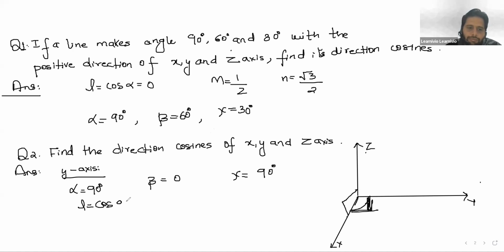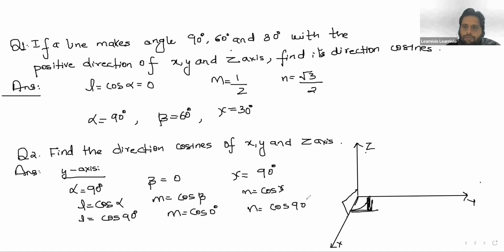What is l? That means l is cos alpha, m is cos beta, n is cos gamma. Okay. So this is cos 90, m is cos 0, n is cos 90. So here you will get 0, here you will get 1, here you will get 0. Okay. Now, Josefa, please tell me for the z-axis, what are the direction cosines? Very good, Josefa. Great. Okay.